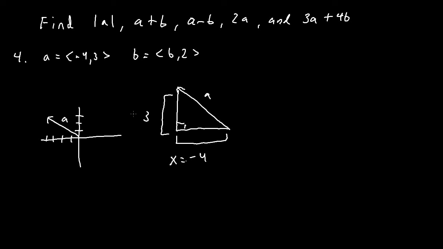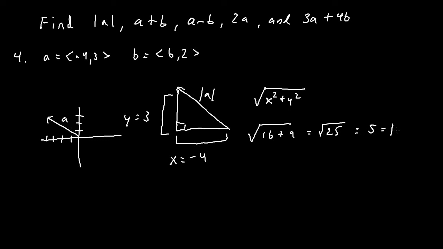and label my x values, we can actually use the Pythagorean theorem to find what the magnitude of a is, because the magnitude is just going to be the hypotenuse. So obviously the hypotenuse is just going to be equal to the square root of x squared plus y squared. And so we have the square root of x squared, so that would be 16, plus 3 squared, which is 9. And that will give us the square root of 25, and the square root of 25 is 5, which is what the magnitude of vector a is equal to. So once again, in order to find the magnitude, we're going to take the square root of the x component squared plus the y component squared.